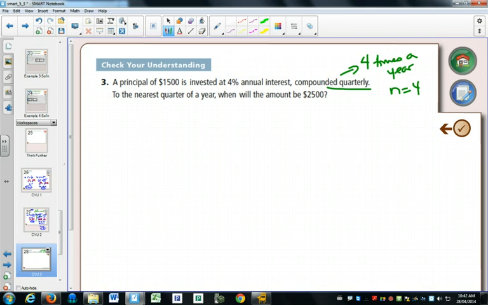So we have $1,500. We want to find out when the amount will be $2,500. So here's the formula. I'll use the way it is on your formula sheet.